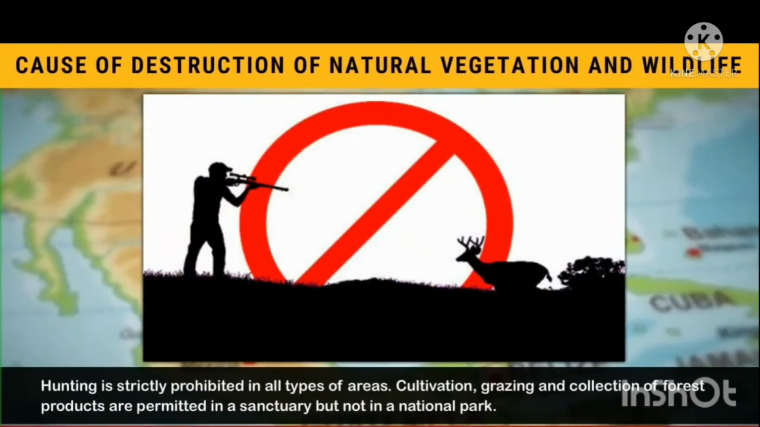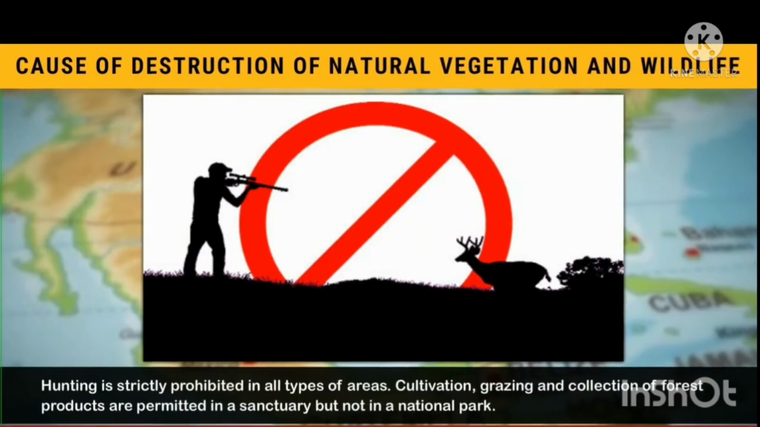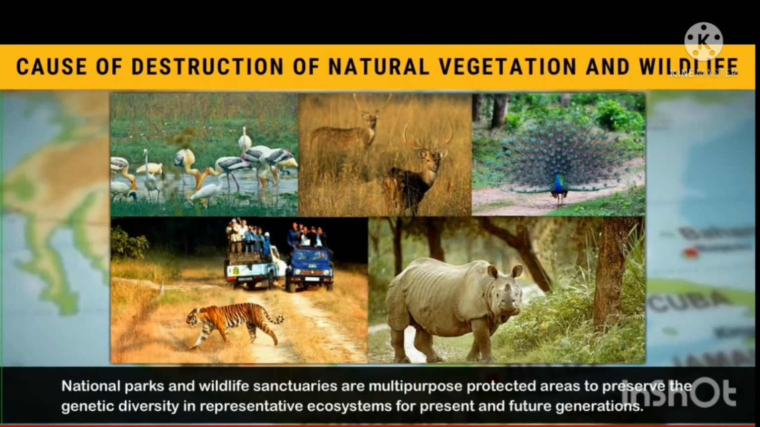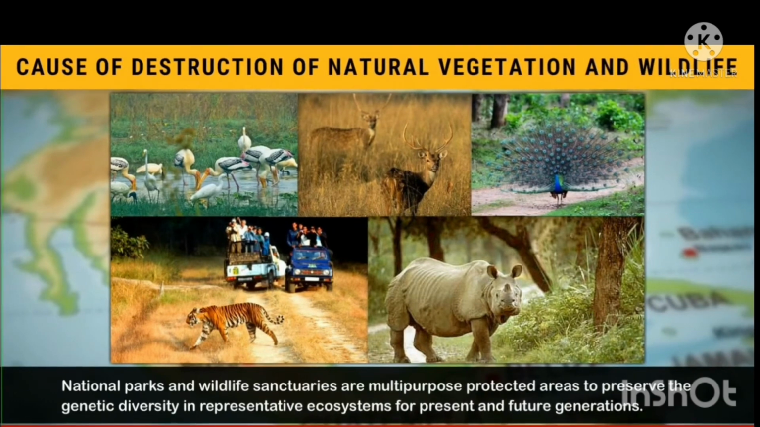Hunting is strictly prohibited in all types of areas. Cultivation, grazing, and collection of forest products are permitted in the sanctuary but not in a national park. National parks and wildlife sanctuaries are multi-purpose protected areas to preserve the genetic diversity in representative ecosystems for present and future generations.